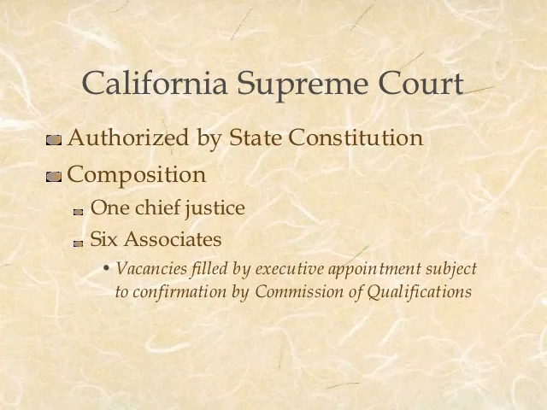California Supreme Court, authorized by state constitution. It's composed of one Chief Justice and 6 associates. There's an odd number of justices on appellate courts, by the way, because you need to have a decision. You can't have a tie. Vacancies are filled by executive appointments subject to confirmation by a commission of qualifications. The governor will submit names and will appoint people approved by the legislature.